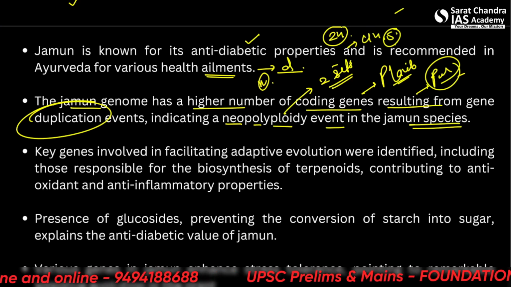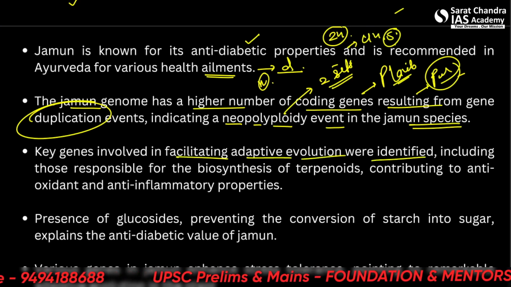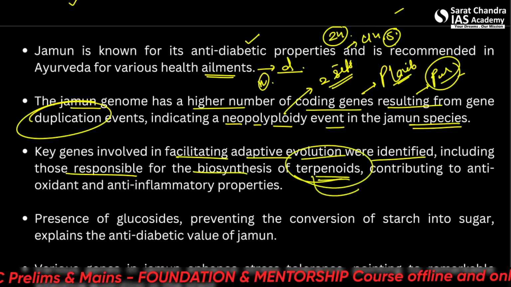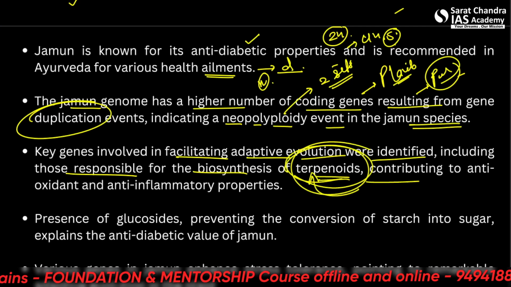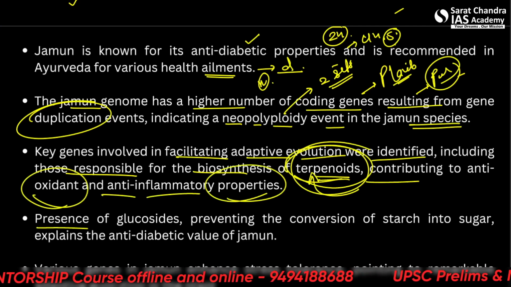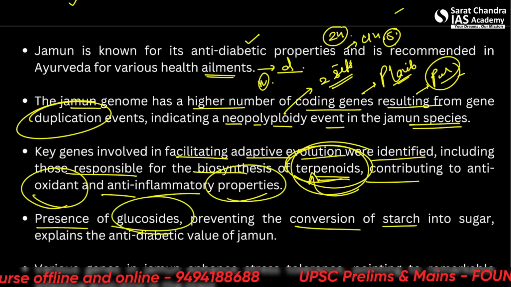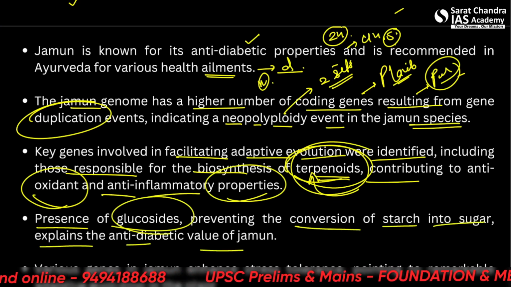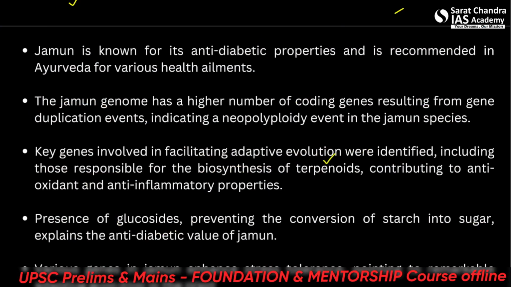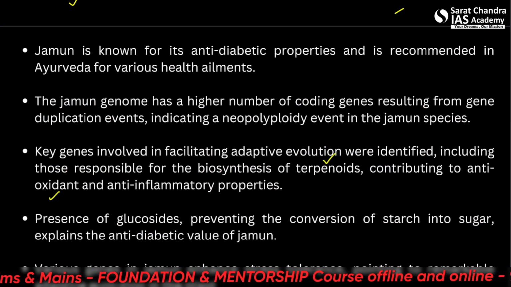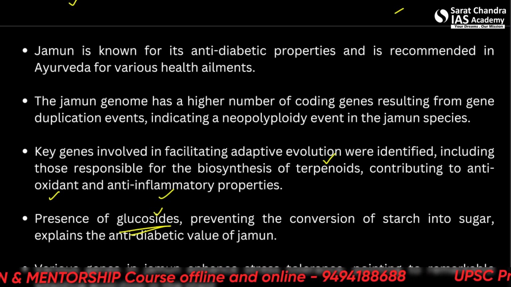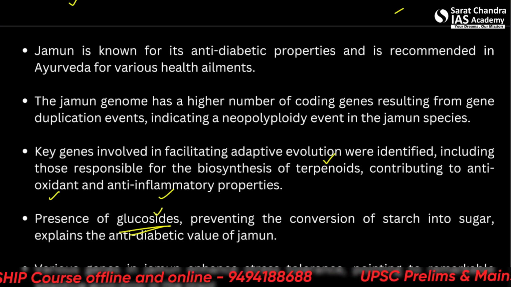So key genes involved in facilitating adaptive evolution were identified, including those responsible for the biosynthesis of terpenoids. This question can be asked, that terpenoids are of what use, or what application? They contribute to antioxidant and anti-inflammatory properties. Presence of glucosides preventing the conversion of starch into sugar explains the anti-diabetic value of jamun. So take care of these things: what are terpenoids, what are antioxidants, what are anti-inflammatory properties, or what are glucosides, that which of these compounds can help in diabetes. So these questions can be asked.